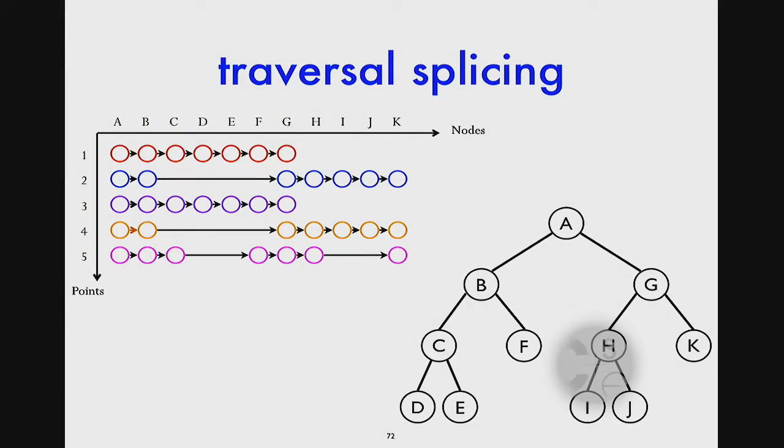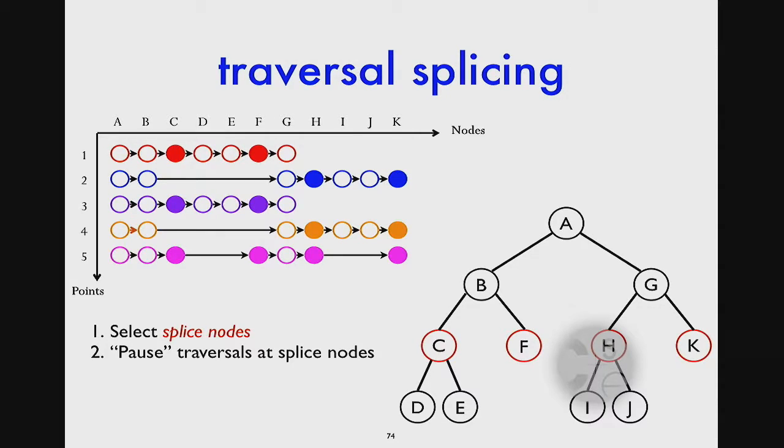So here's what traversal splicing does in practice. Here's my original computation, 1, 2, 3, 4, 5. I need to tile the tree, so let me just cut the tree in half. We call these splice nodes: C, F, H, and K. These are the places where we're going to cut traversals off. So we're going to do these partial traversals.